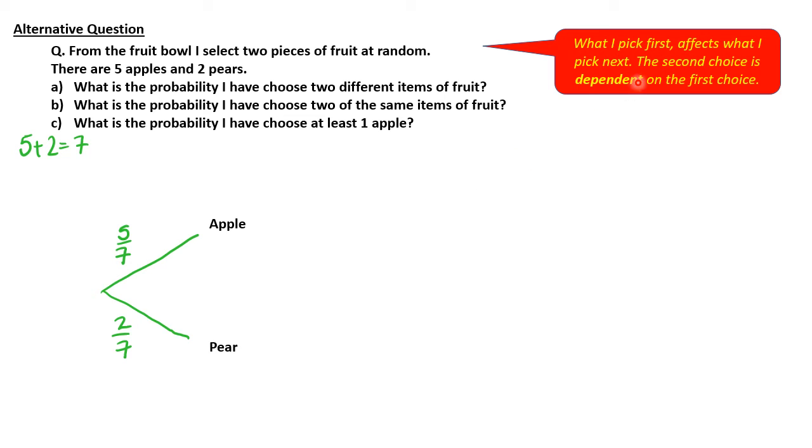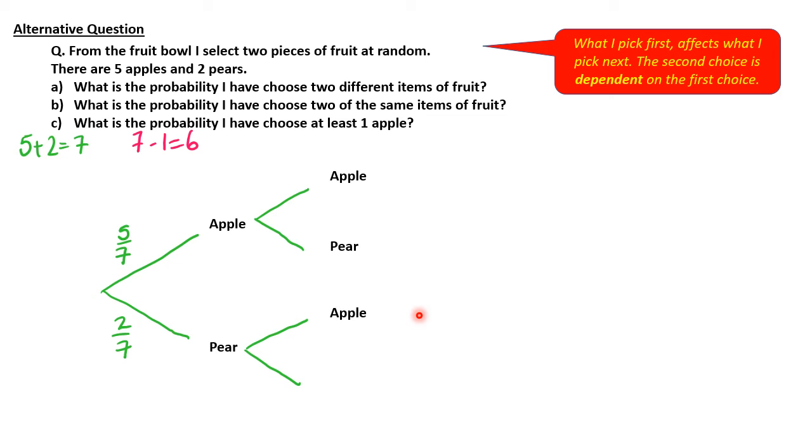But the reason this red box has popped up is because my second choice depends on what I had to start with. If I've taken one item already, I've only got 6 items left, so my probabilities are now going to be out of 6. And if I took an apple to start with, I still could take another apple, or I could end up with a pear.